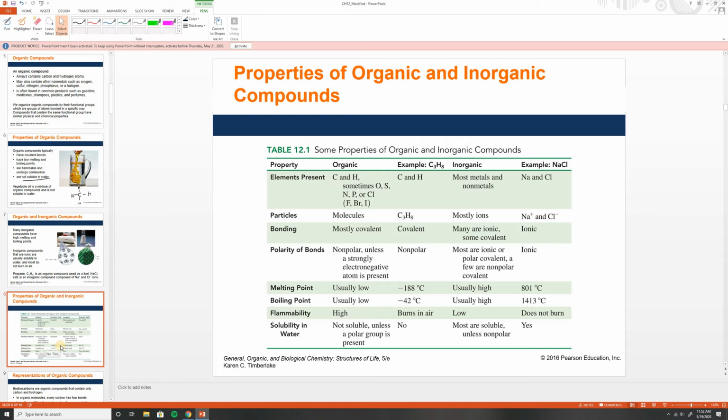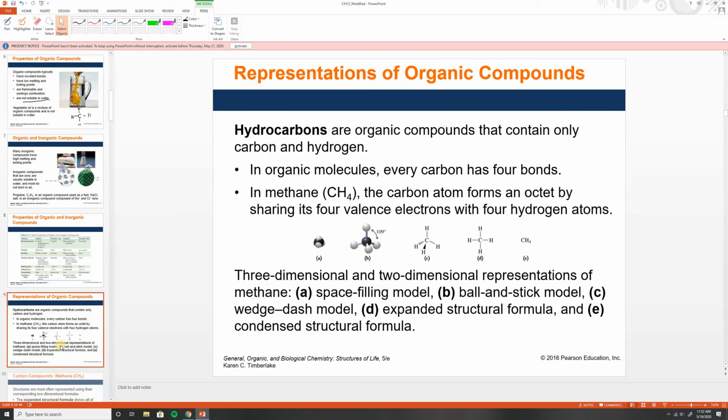So here's a list of just different organic and inorganic compounds. You can go through this on your own. So hydrocarbons, the simplest one is methane. We talked about this already. You can take a look.